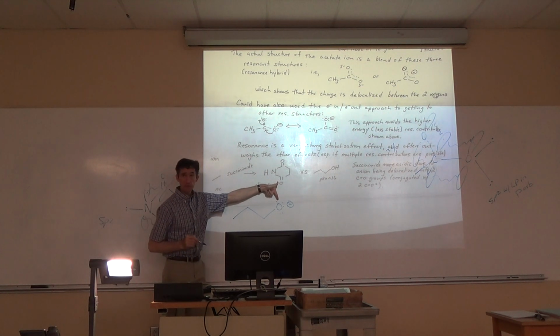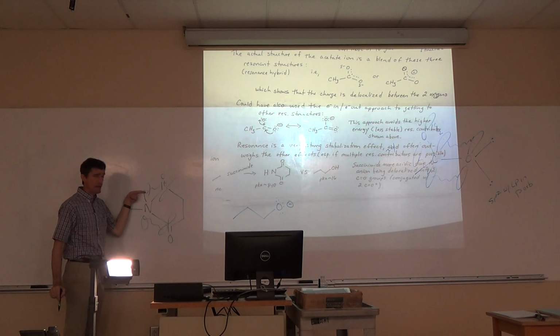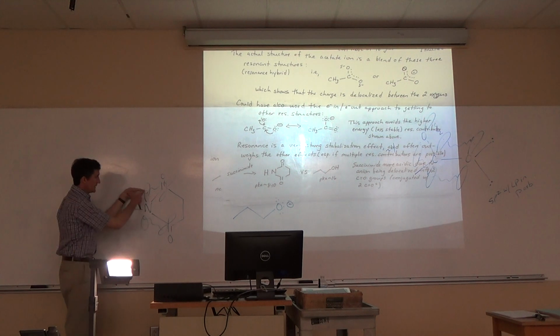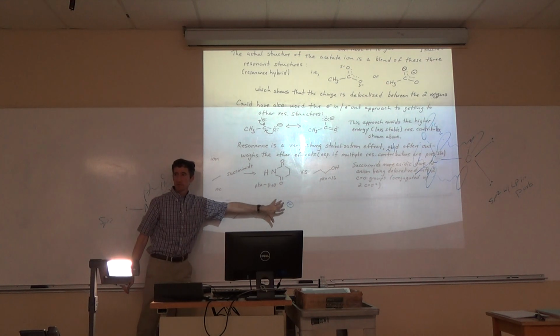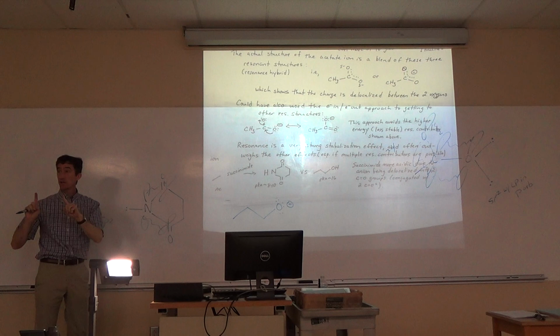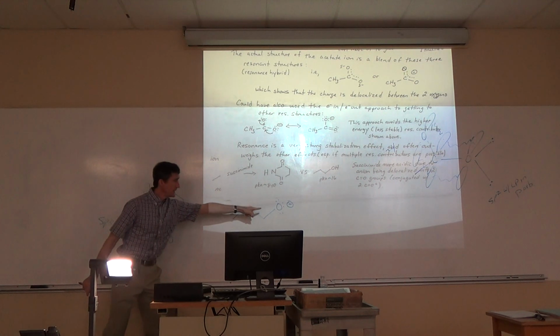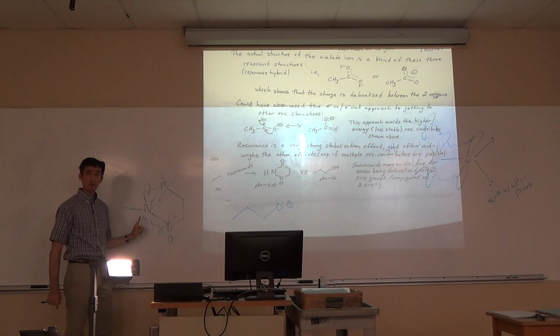Is one of these lone pairs in a p orbital? No. This is a delocalized lone pair. One of them is, the other one's localized. It's not doing anything. But over here, all these lone pairs are localized. They're just on the local oxygen. So you've got conflicting arguments. More electronegative, but resonance. Which one wins out?